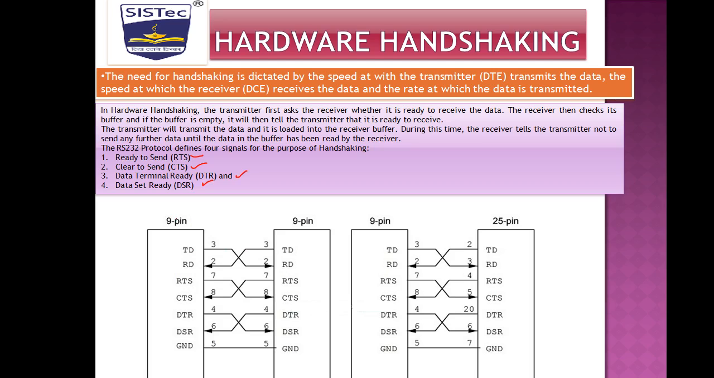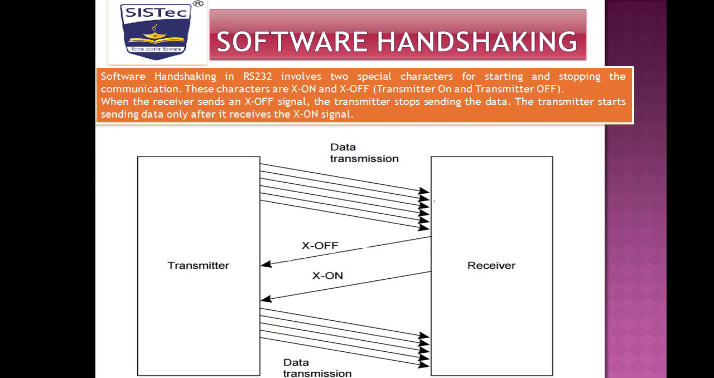And this is the figure which includes a transmission between DTE and DCE devices. Here we use a DB9 connector for the DCE equipment, while here we use a DB25 connector for the DCE equipment. Okay. Software handshaking in RS-232 involves basically 2 special characters, that is XON and XOFF. XON means transmitter on and XOFF means transmitter off.